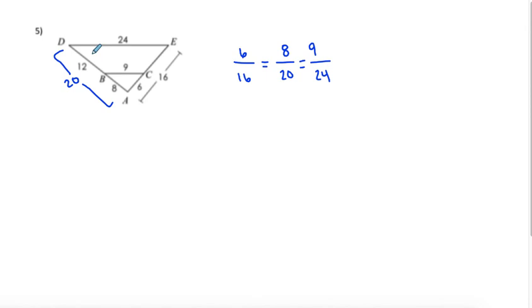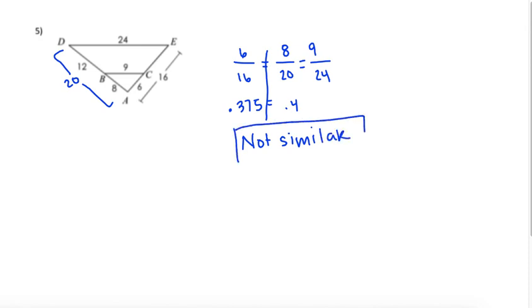In my calculator, I'm going to divide 6 divided by 16, 0.375, 8 divided by 20, 0.4. Immediately, not equal. So, my conclusion, these are not similar. I don't have side, side, side similarity there.